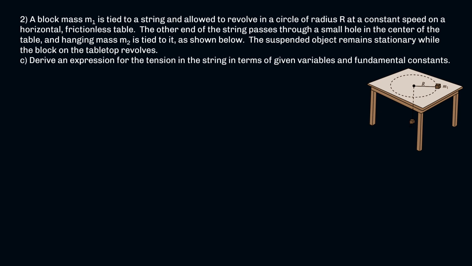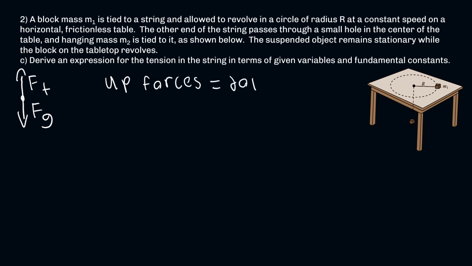What I do know though is that block M2, which is the hanging mass, is stationary. So that means that it's at rest. So what do we do with an object that is at rest? We have an object that's at rest, we're in equilibrium. So that means we can use our up forces equal down forces. So let me just write my free body diagram again for M2 just so we can be reminded of it. So Fg downwards and we have Ft upwards. So with this, I can do the equilibrium equation. So we know that in equilibrium, up forces equal down forces.